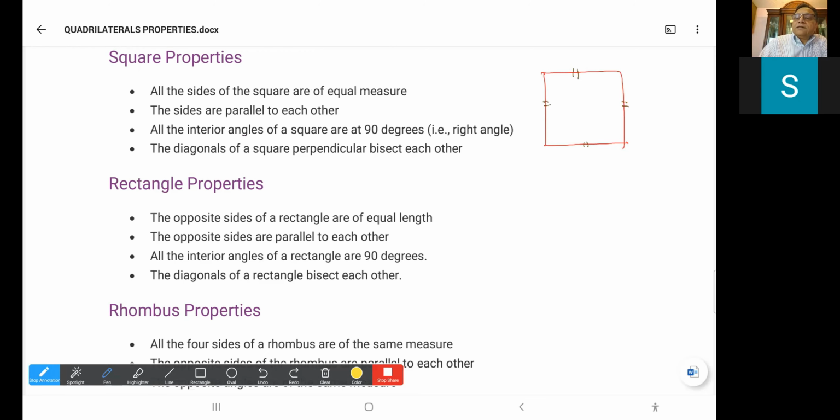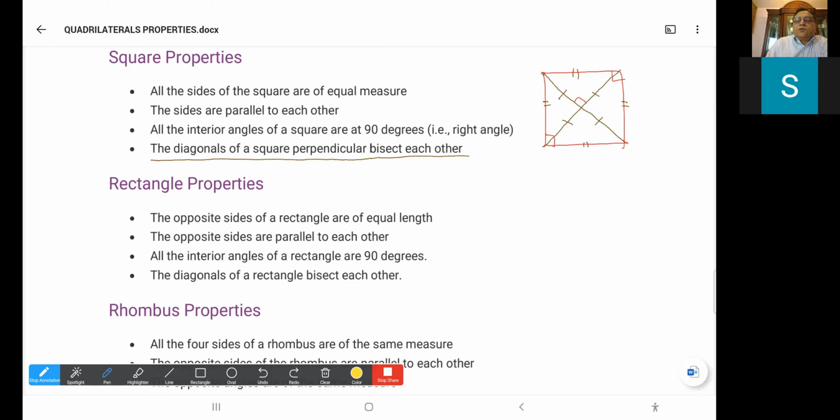So if I draw diagonals as I'm drawing now, then they are right bisectors. When we say diagonals of a square are perpendicular bisectors, that means these two sides are equal, and these are also equal. And they are also at right angles. So that is how you could show right angles. And squares, as you correctly said, all the 4 corners are at right angles.